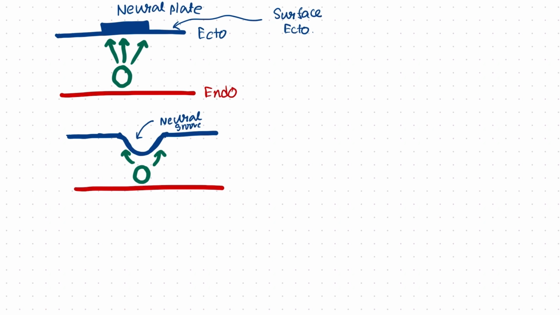In between the surface ectoderm and neural plate, there is one structure which is mesodermal in origin. This is called the neural crest cell. This neural crest cell is mesenchymal or mesodermal in origin, and it eventually forms your peripheral nervous system. And of course, we do have mesoderm here. This part is mesoderm, and this is your endoderm.